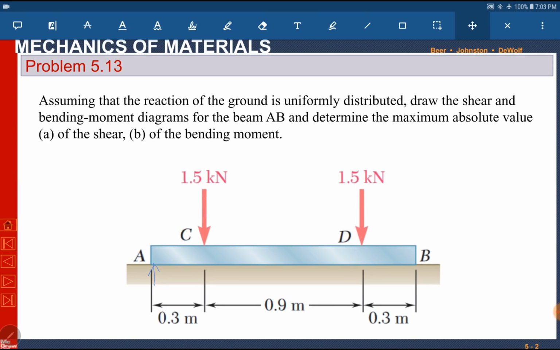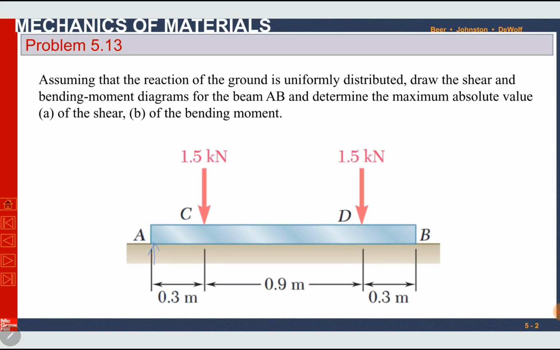So ground is applying a distributed force on the beam. We have to draw the shear force and bending moment diagrams first, and then determine the maximum absolute value of shear and bending moment. Before that, first we have to draw the free body diagram of this beam and find this distributed load which is being applied on the beam by the ground.